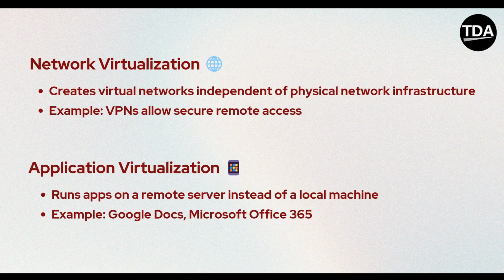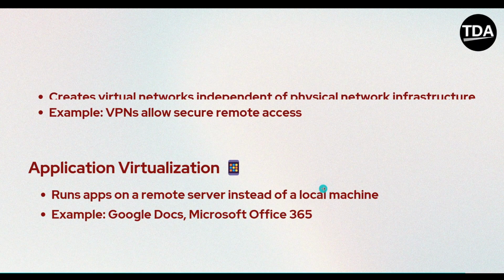Network virtualization. This allows us to create virtual networks independent of physical network infrastructure. For example, VPNs. Application virtualization. We can run applications on a remote server instead of a local machine. For example, Google Docs or Microsoft Office 365. Virtualization applies to servers, storage, networks, desktops, and applications.